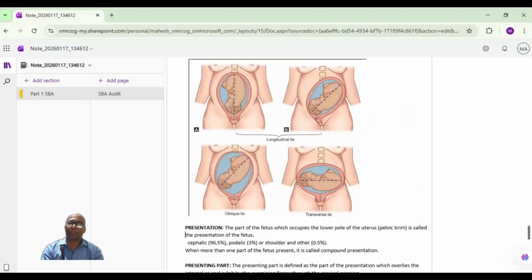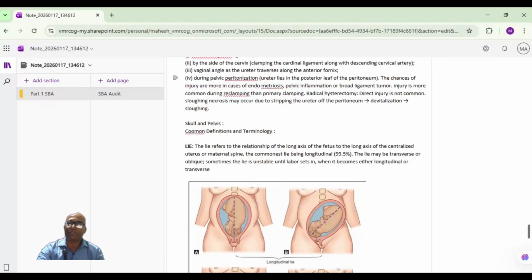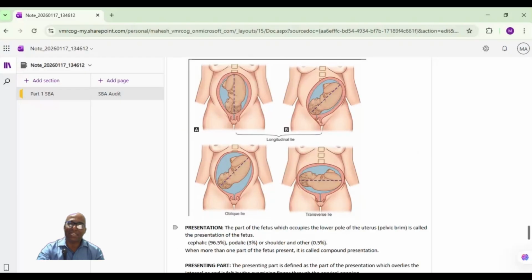Then presentation: the part of the fetus which occupies the lower pole of the uterus, that is the pelvic rim, is called the presentation of the fetus. It is cephalic in 96.5% of cases. Sometimes they ask these percentages. So lie is longitudinal in 99.5% of cases, while cephalic presentation is in 96.5% of cases. Breech is around 3%. We know that term breech incidence is around 3%. Shoulder and all other presentations contribute only 0.5%. So 96.5 plus 0.5 becomes 97, and the rest will be breech.